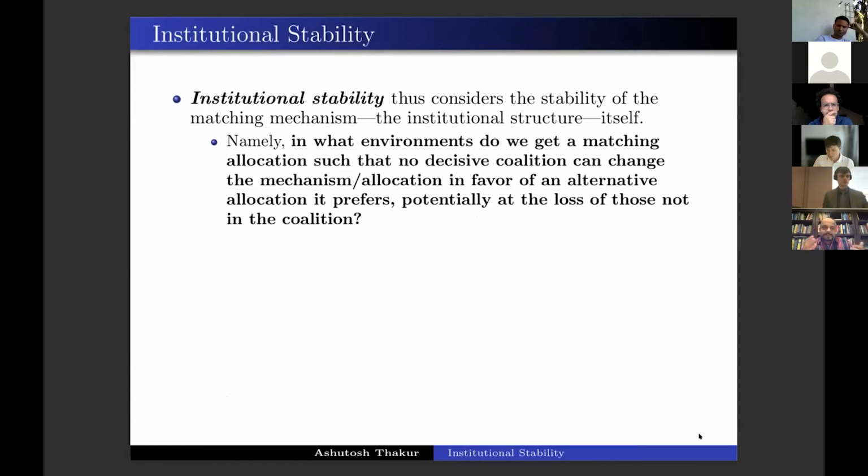So I'm going to discuss different versions of what I call institutional stability, which is going to consider the stability of the matching mechanism, the institutional structure itself. Okay, so namely, in what environments do we get a matching allocation such that no decisive coalition can change the mechanism or allocation in favor of an alternative allocation that it prefers? And importantly, this alternative allocation can potentially lead to a loss for people who are not in the coalition.